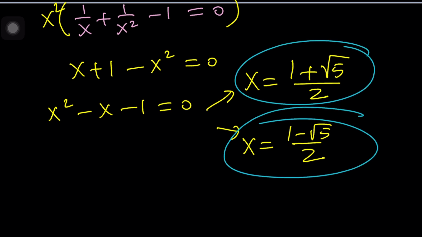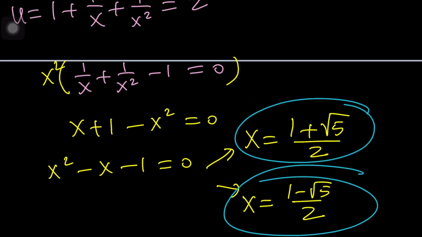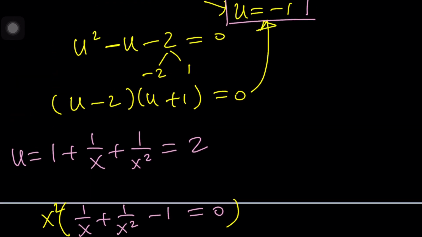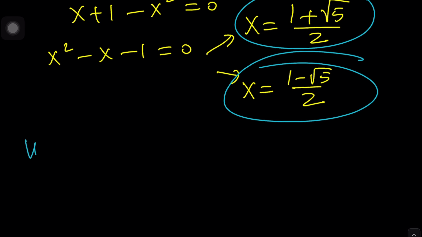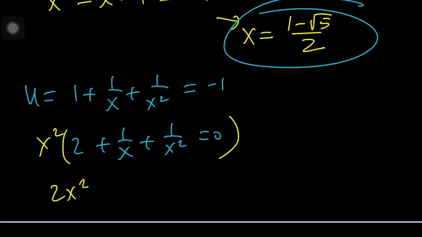But then there's more, right? You can also go ahead and set u equal to -1, which is going to be 1 plus 1 over x plus 1 over x squared. Set it equal to -1. Add 1 to both sides. 2 plus 1 over x plus 1 over x squared is equal to 0. And then multiply both sides by x squared again. Everything. 2x squared plus x plus 1 equals 0.